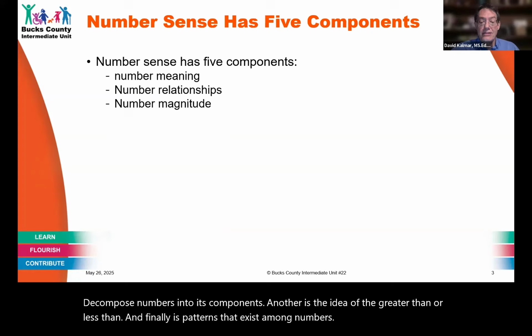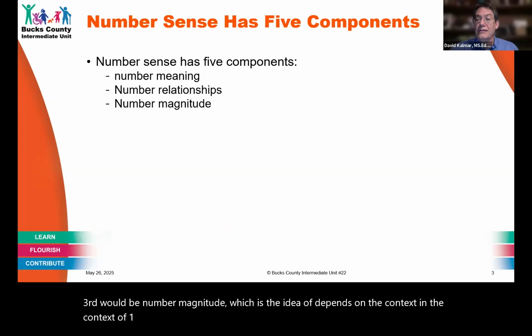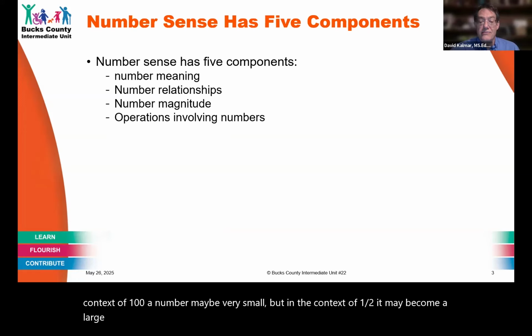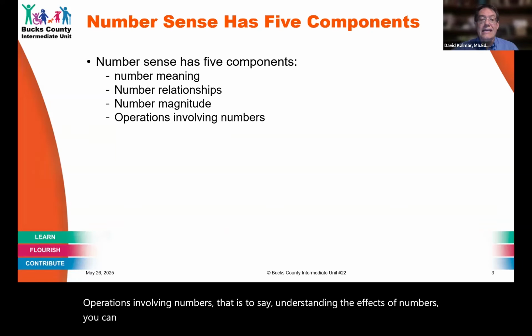Third would be number magnitude, which depends on the context. In the context of 100, a number may be very small, but in the context of 1/2, it may become a large number. Fourth, operations involving numbers, that is to say, understanding the effects of operations. You can put numbers together, you can take them apart. And finally, reference for numbers and quantities. Words have names.